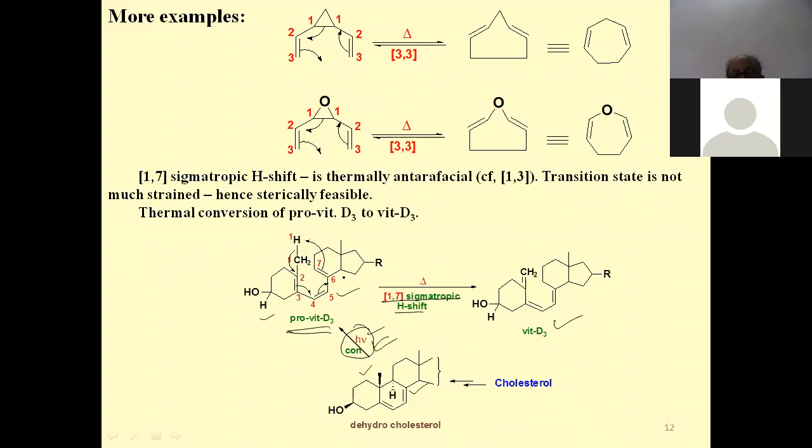And which is otherwise thermally forbidden, but here it is going to take place because of the less strain. This antarafacial shift is possible. And this is a complete example of a natural system happening in nature. So you just have to take note of this one, that is your vitamin D3. I think you got it.